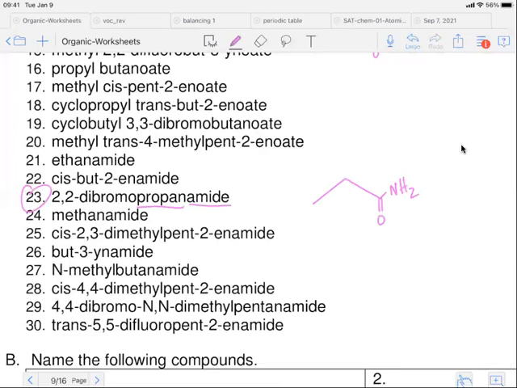And then I have to add my 2,2-dibromo. Again, this counts as number 1, this counts as number 2. So I put it like that. And don't forget your bromines.